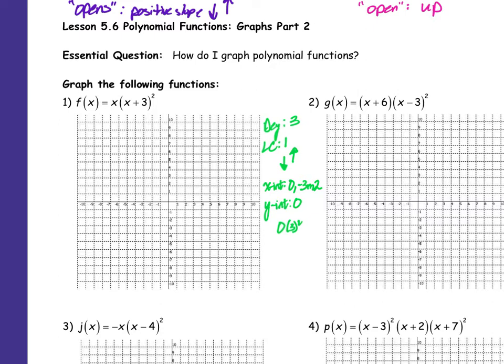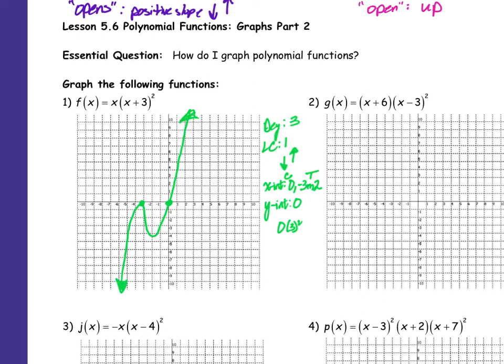Okay, I think that should be everything we need. So let's see what we've got. I've got an x-intercept at 0, and I've got one at -3. And it's going to touch here and cross at 0. Okay, so I'm starting low. I'm going to come up, touch, come back down, and go up and cross.